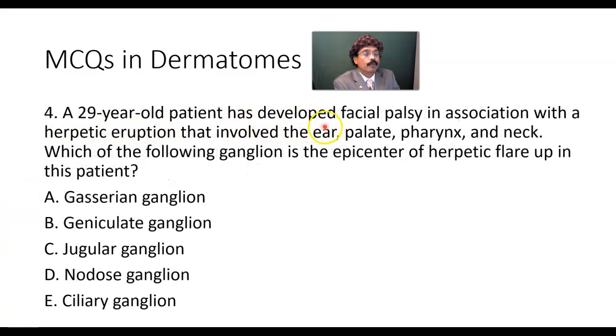A 29-year-old patient has developed facial palsy in association with a herpetic eruption that involves the ear, palate, pharynx, and neck. Which of the following ganglia is the epicenter of the herpetic flare-up in this patient? Gasserian ganglion, geniculate ganglion, jugular ganglion, nodose ganglion, ciliary ganglion. What is the correct answer?